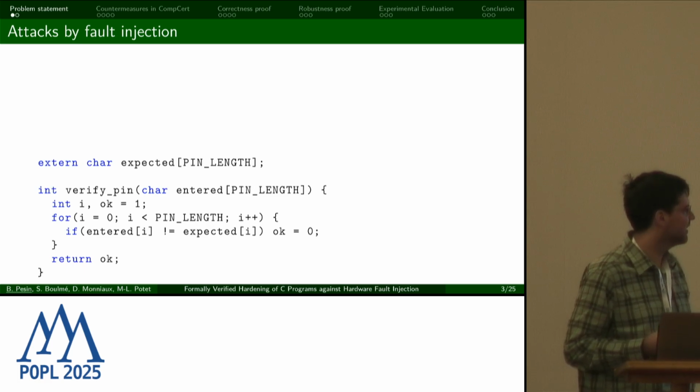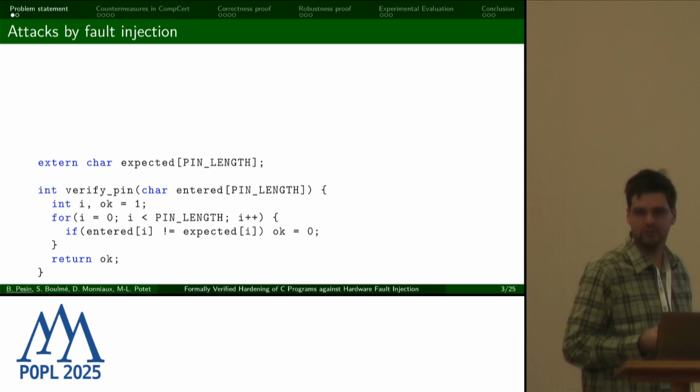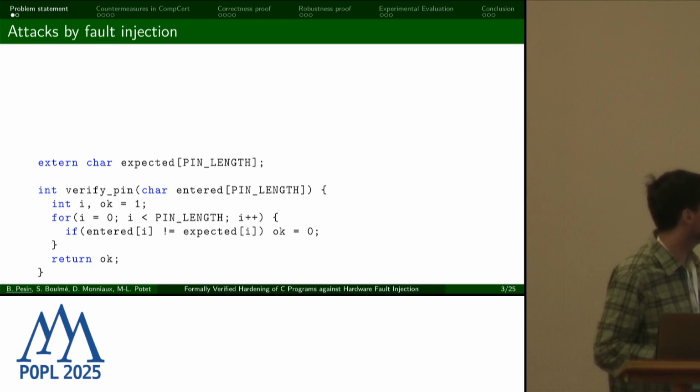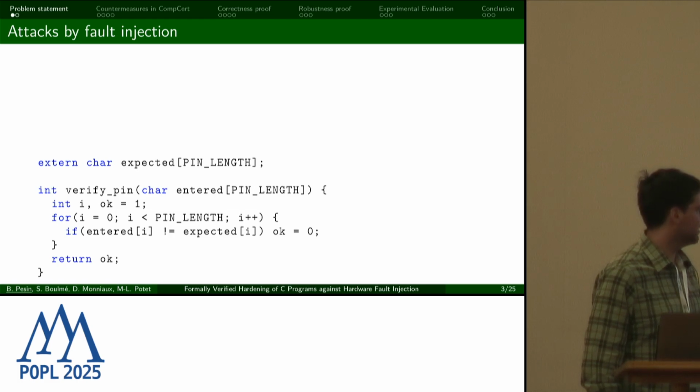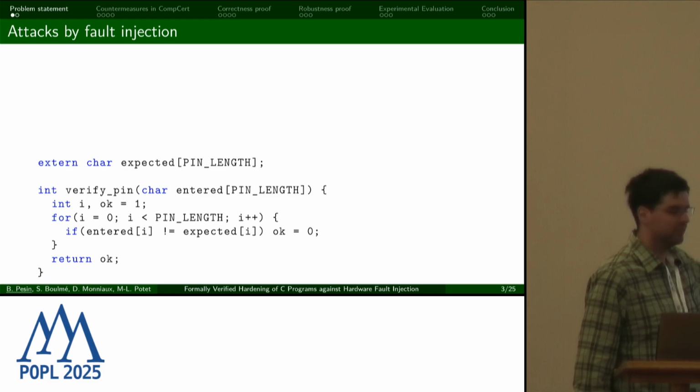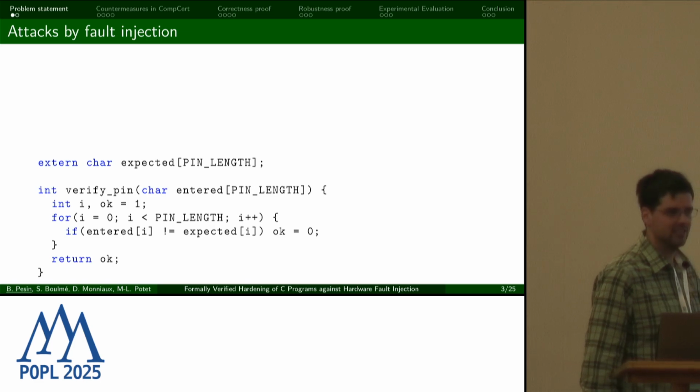What it does is compare the pin that you entered to unlock, for instance, your phone or maybe your credit card with an expected pin that's stored somewhere in the memory. We assume that the two are the same length, and this code should be relatively simple. So at the start, you set an OK flag to 1, and if ever one character differs between the entered and the expected, you set OK to 0, and at the end, you return OK.